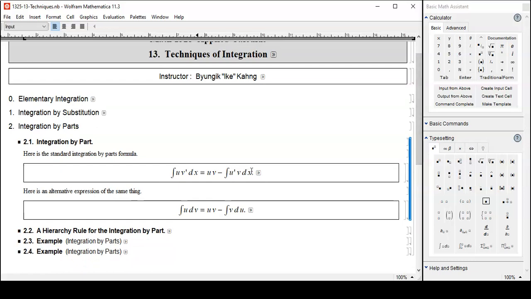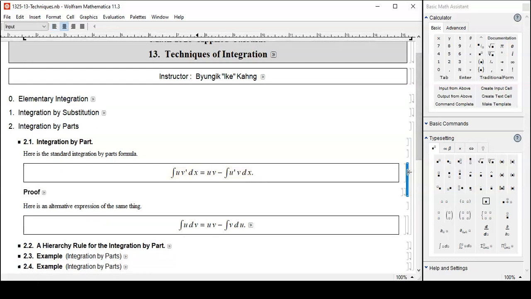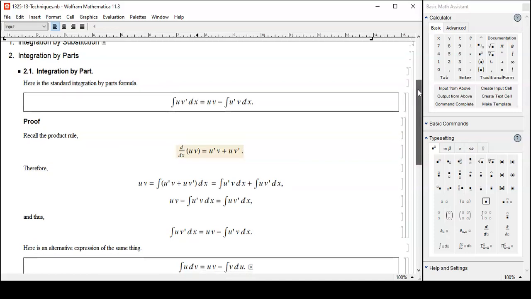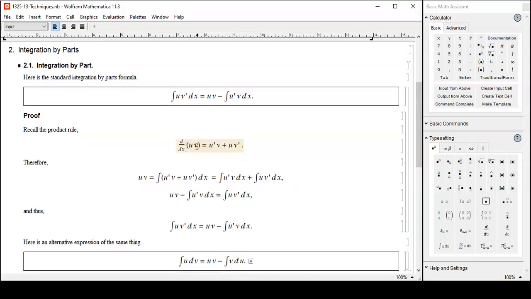That's the integration by parts formula, but that begins from the product rule. So the derivative of u times v is u prime v plus u v prime. And then from here, take the antiderivative. If you take the antiderivative of the left-hand side, you just get uv. The right-hand side is, of course, the antiderivative of u prime v plus u v prime.